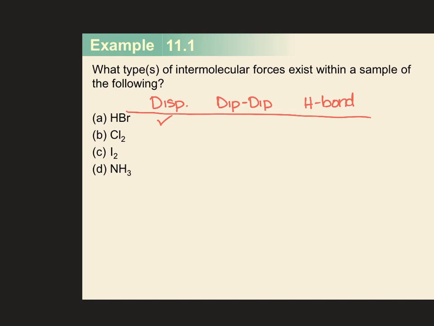Do they all have dispersion? Yes. So let's check that box. 1, 2, 3. They're all something. They're all matter. They're all atoms and elements. They all get dispersion.